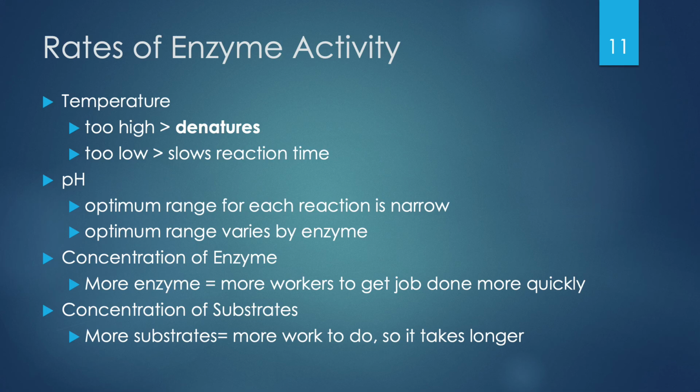And that optimum range is going to vary by enzyme. Now, if you consider the next 2 points, concentration of enzymes and concentration of substrates, follow me with this example of imagining construction workers trying to build a house. So the enzyme is basically workers trying to get the job done. So if you have more workers trying to build a house, that's going to get the job done a whole lot more quickly than if you only have 2 people doing it, for example.